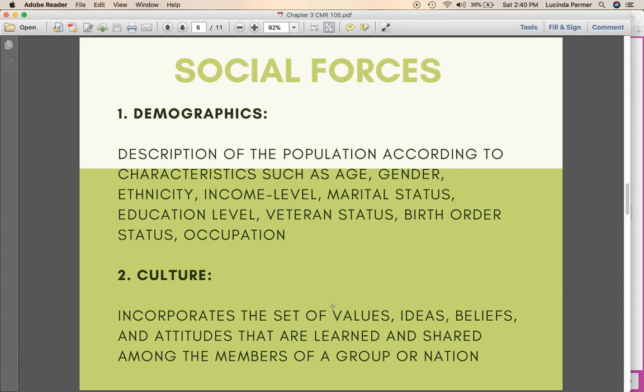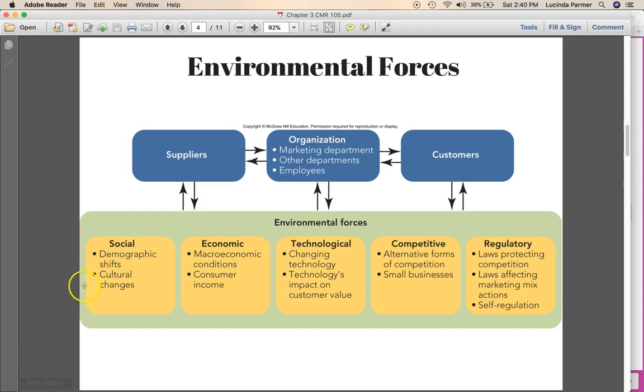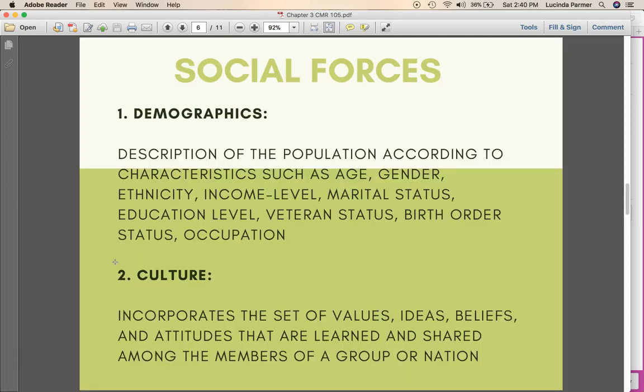Let's look at social forces. So go back here and you see the social forces area. This is the demographics of your customers and the culture in which they live. This would definitely impact a company because your product is only going to be made for a certain age group or gender or ethnicity, socioeconomic level, income level, maybe even education level or marital status, birth order or occupation, and also the culture, right?